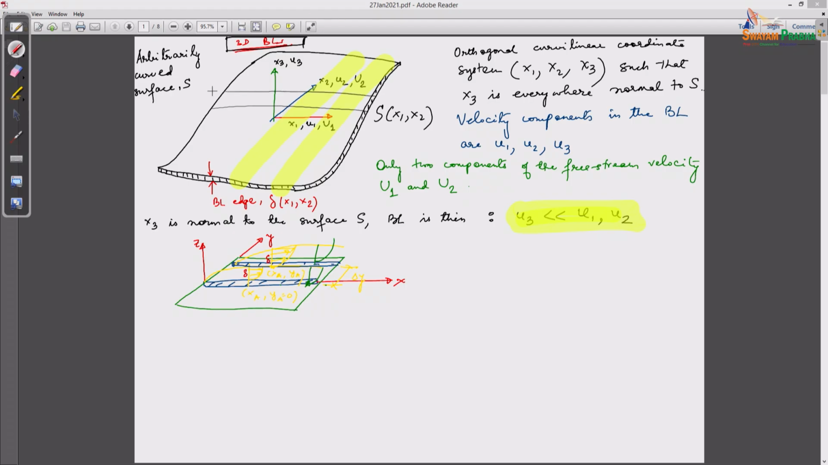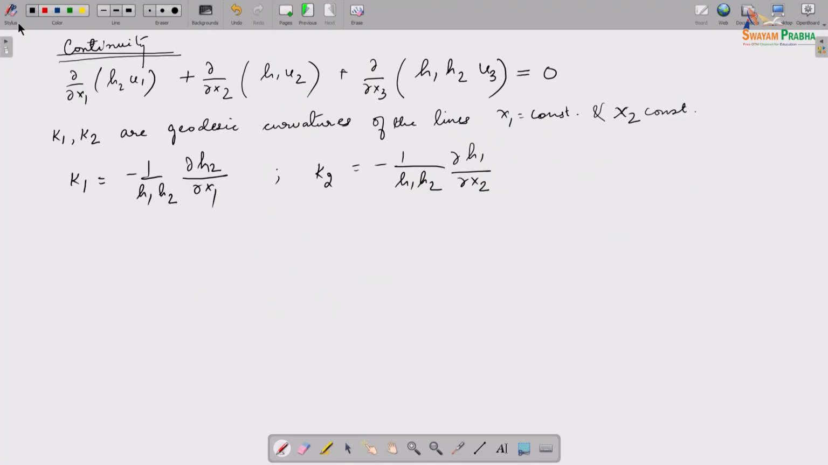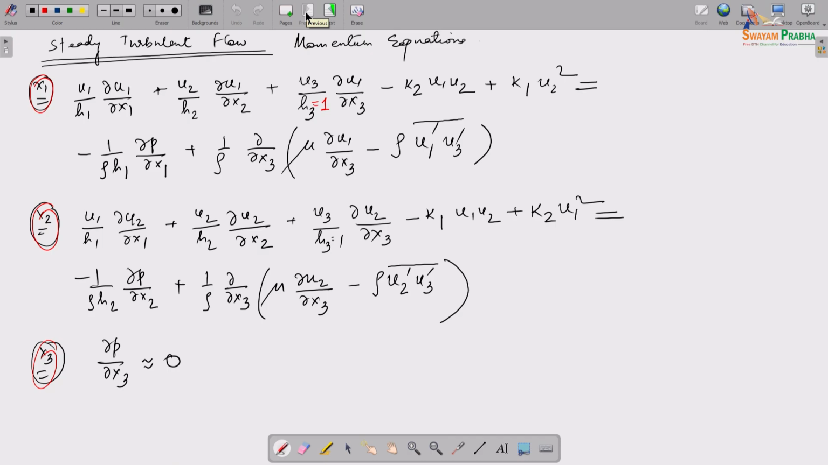So these are where x2 is constant. Here, on this line, it has one particular value of x2, and on another line another particular value of x2. Okay, fine. So that's what we understand by x1 constant and x2 constant. So the geodesic curvatures of these lines are represented in this fashion. And of course, we've just seen this.